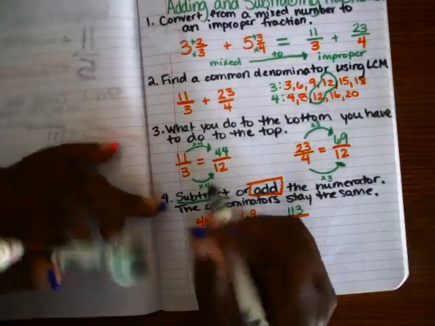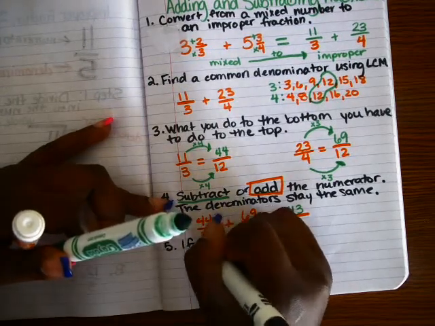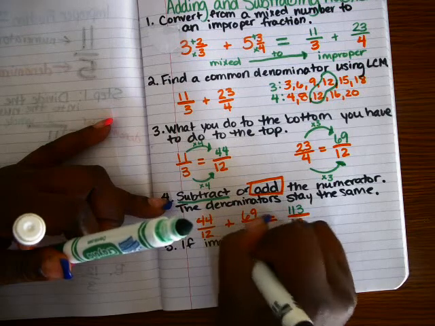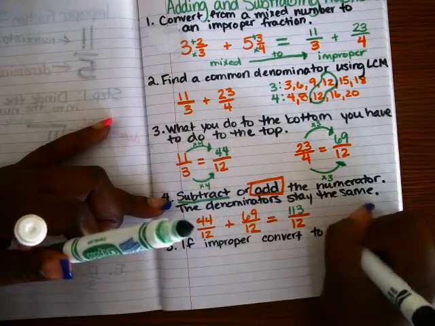So our last step is, if it's improper, convert to a mixed number.